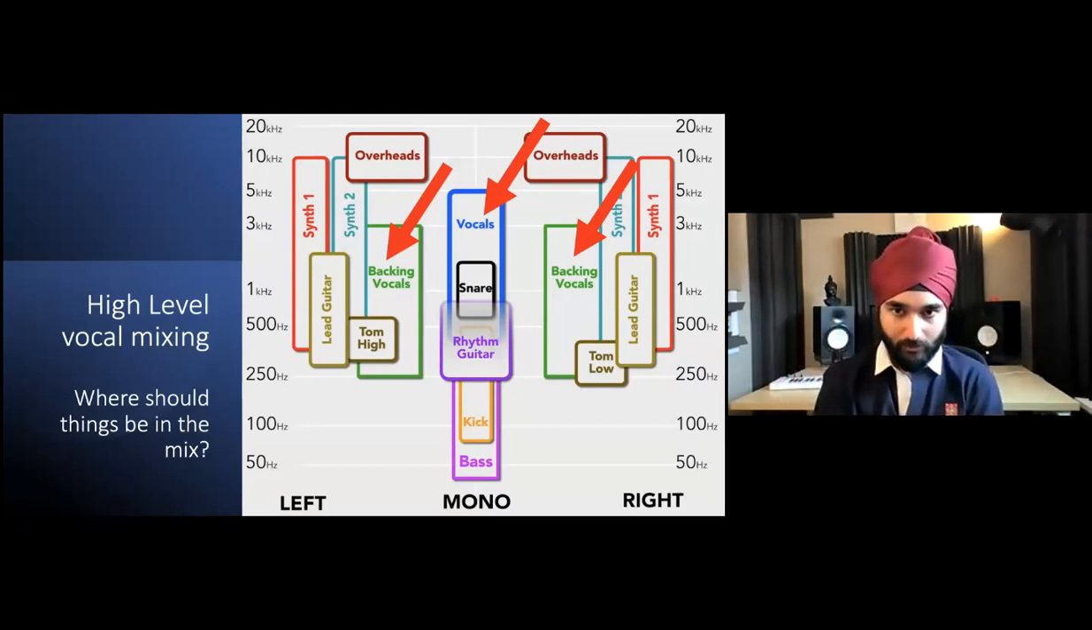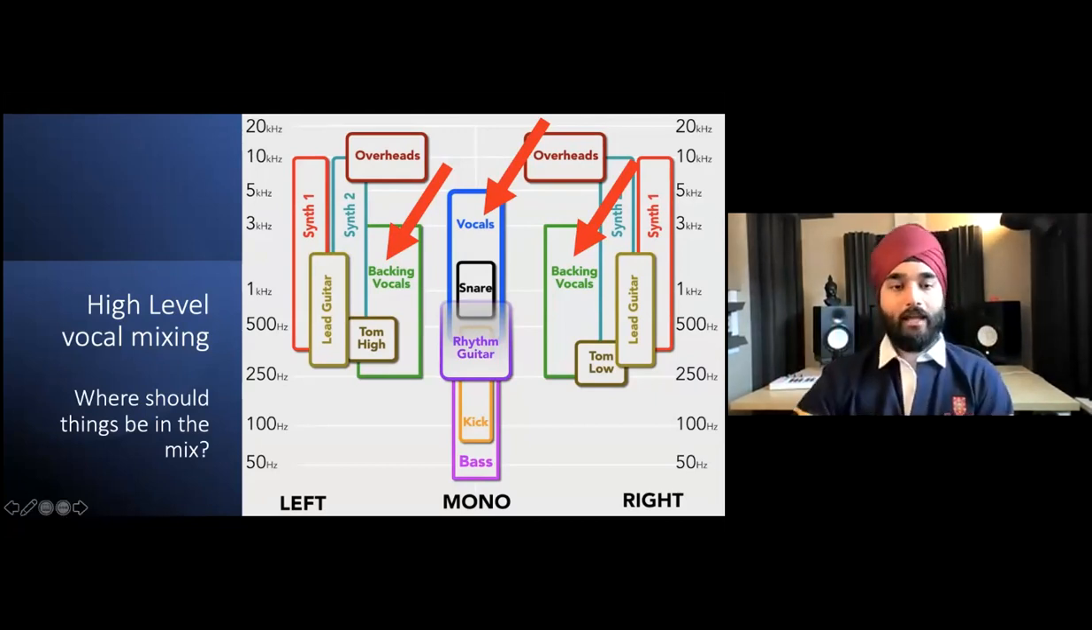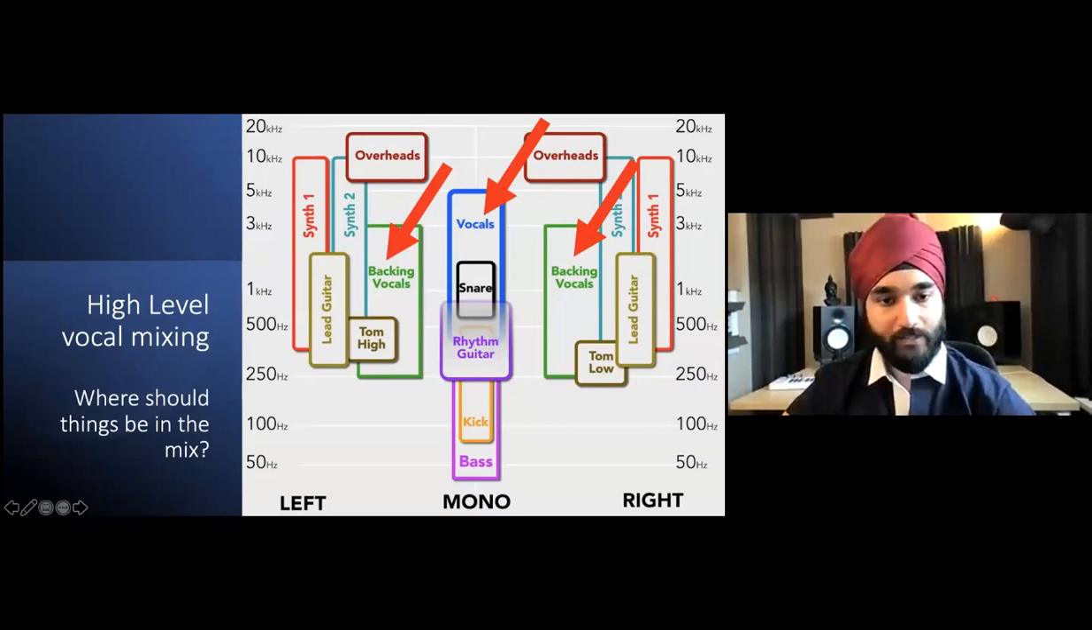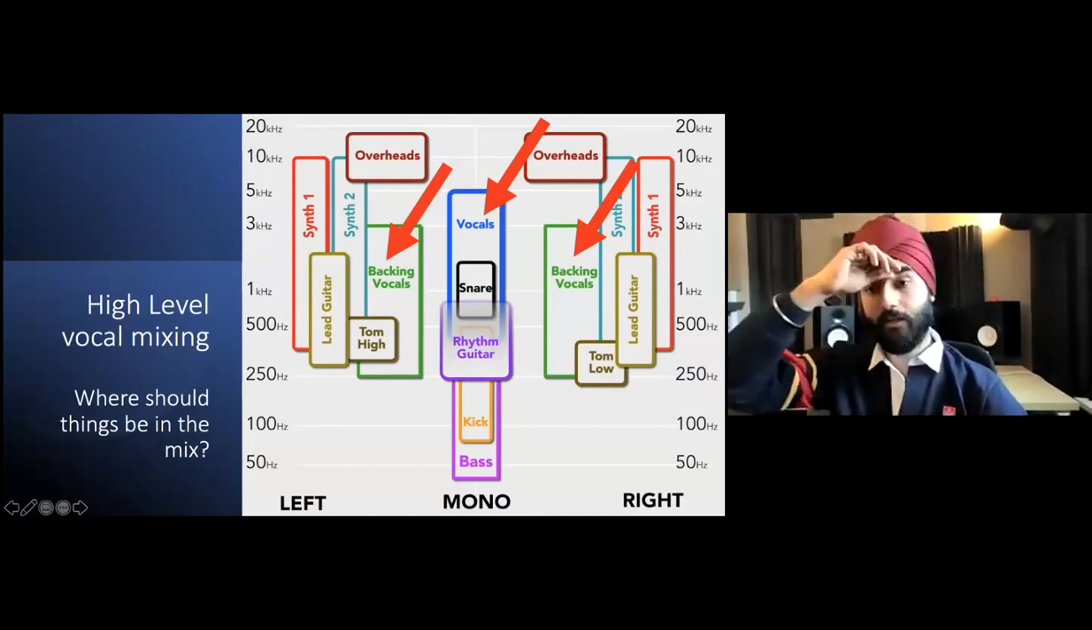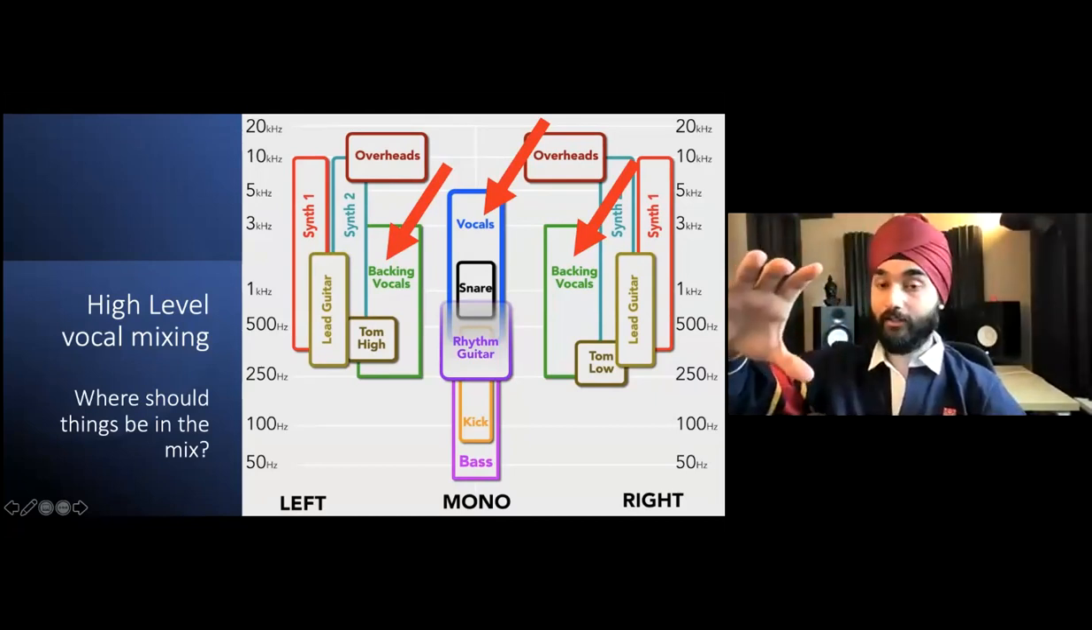One thing I wanted to mention here in this frequency range that's going from 250 hertz all the way to 10,000 hertz, look at all the instruments that you have in this frequency range. So you've got the rhythm guitar, you've got some of the bass, you've got some of the kick, you've got the backing vocals, you've got the high tom, you've got the lead guitar, synths, and then you got the main vocals, and you got the snare. There's a lot going on in that frequency range.